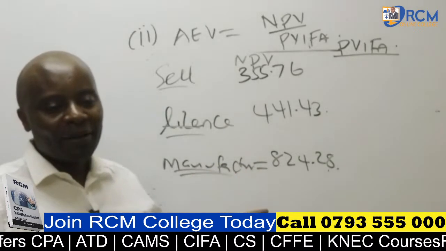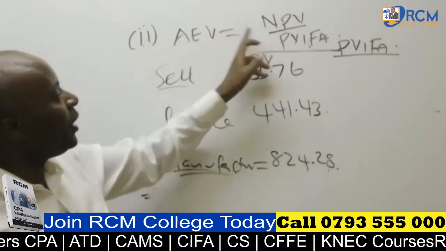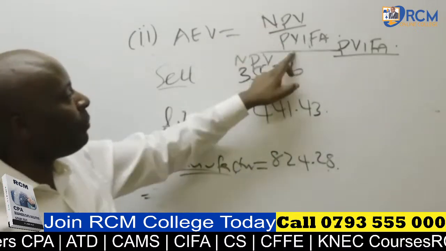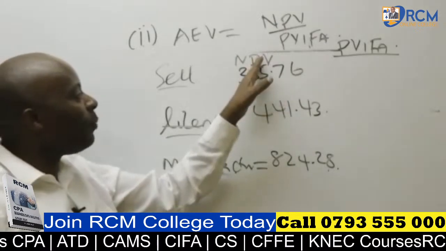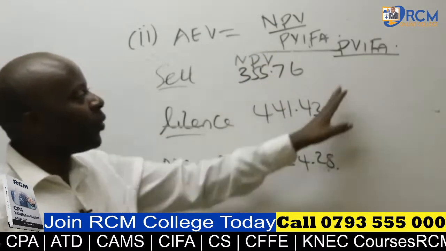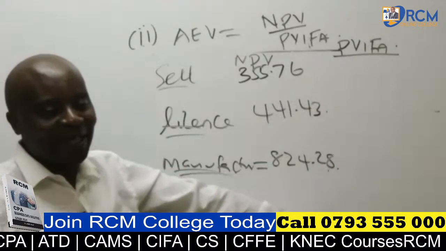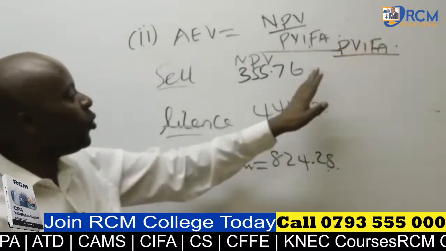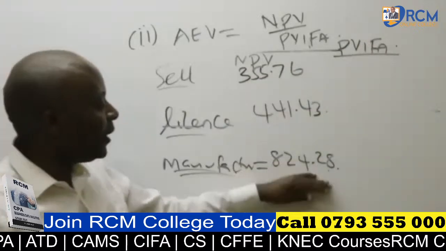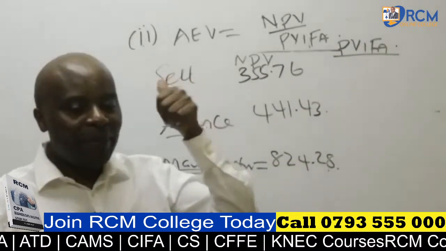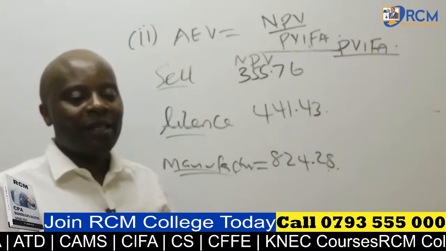Because you see I want to apply this formula. AEV is NPV over PV-FA. Then I can calculate. So the moment you guys write up to where I am, please thumbs up. Tell me yes. Yes.